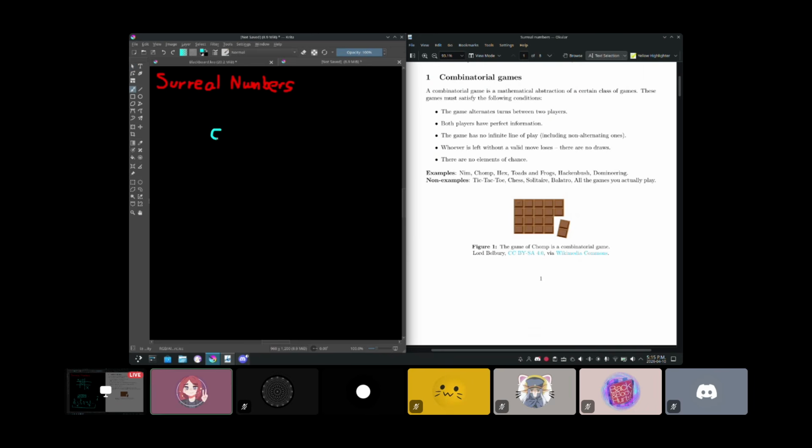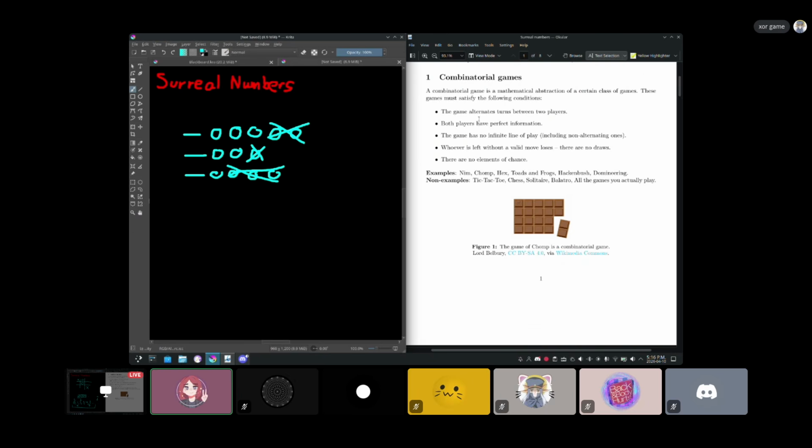But yeah, for instance, Nim. So maybe some of you already kind of know what Nim is. The idea is that you have these different piles of rocks, and basically the players alternate turns, deleting rocks, but it has to be from a single pile. Like, I don't know, the first player can remove these 2 rocks, and then I can remove these 3 rocks, and then the game continues until there are no more rocks left. So that would be an example of a combinatorial game.